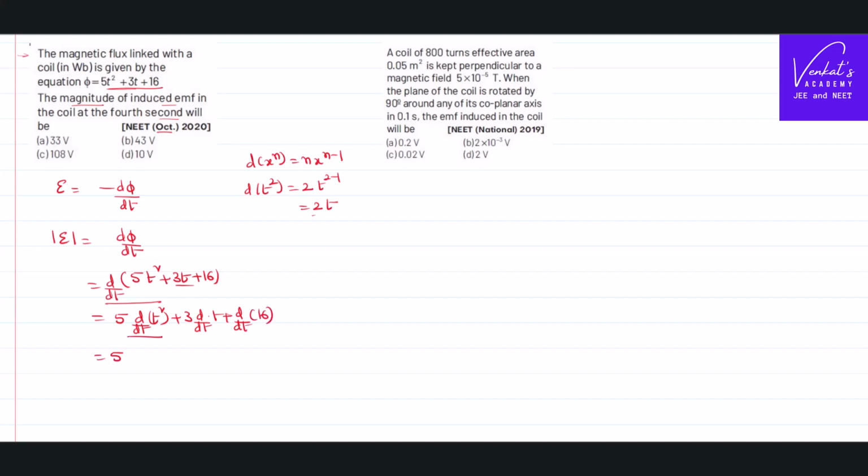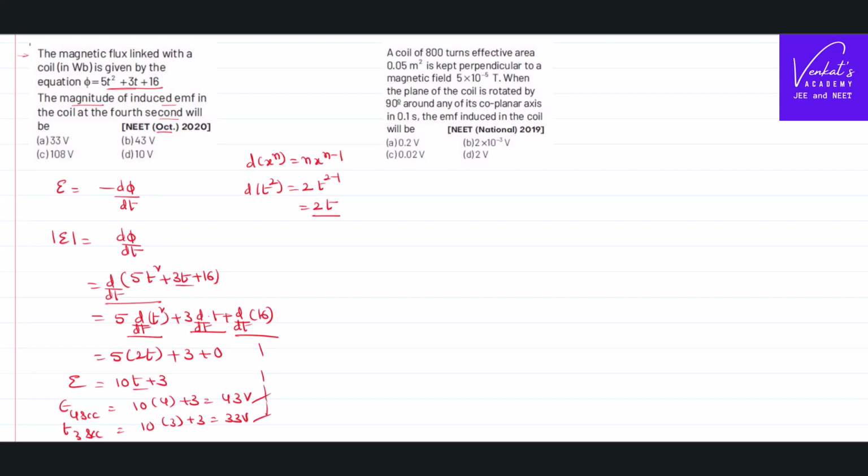5 d by dt of t square is 10t, as I have told you. dt by dt is 1, so this is 3. Differentiation of a constant equals 0. So the induced EMF is 10t plus 3. So induced EMF in total 4 seconds is 10 of, in the place of t you write 4, that becomes 43 volts. Induced EMF in 3 seconds will be 10 of, in the place of t you write 3, that is 33 volts. So in total 4 seconds 43 volts, in total 3 seconds 33 volts.